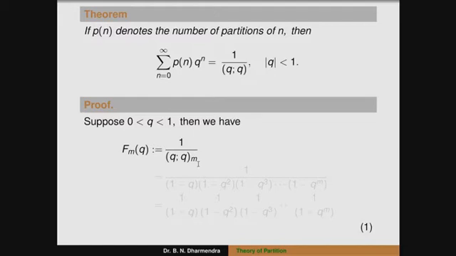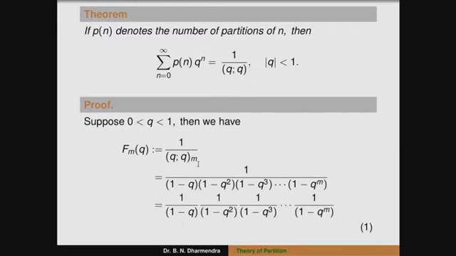It can be written as 1 divided by (1 minus q)(1 minus q square)(1 minus q cube) up to the term 1 minus q to the power of m. You know that (q; q) m can be written like this. And also we split it into each separate term, that is 1 divided by 1 minus q, 1 divided by 1 minus q square, 1 divided by 1 minus q cube, up to 1 divided by 1 minus q to the power of m.